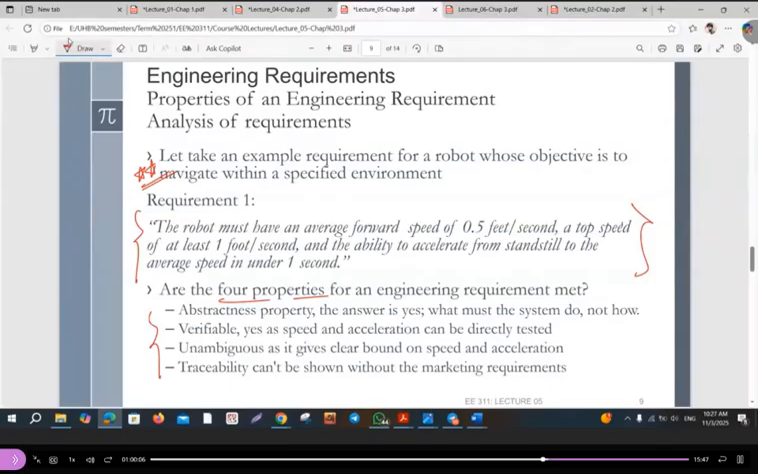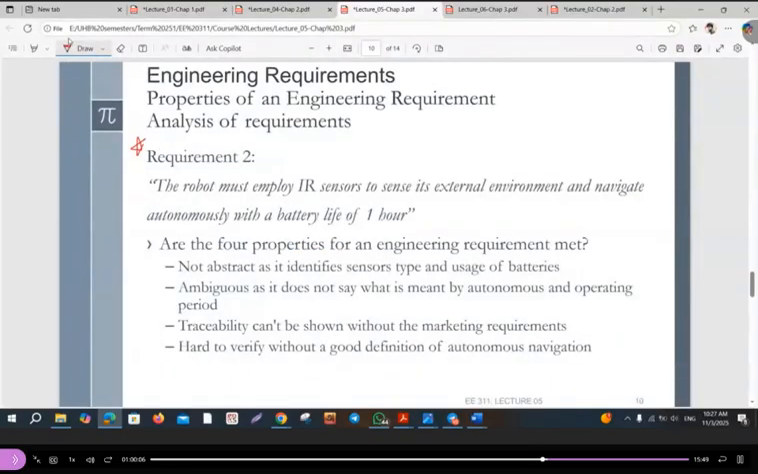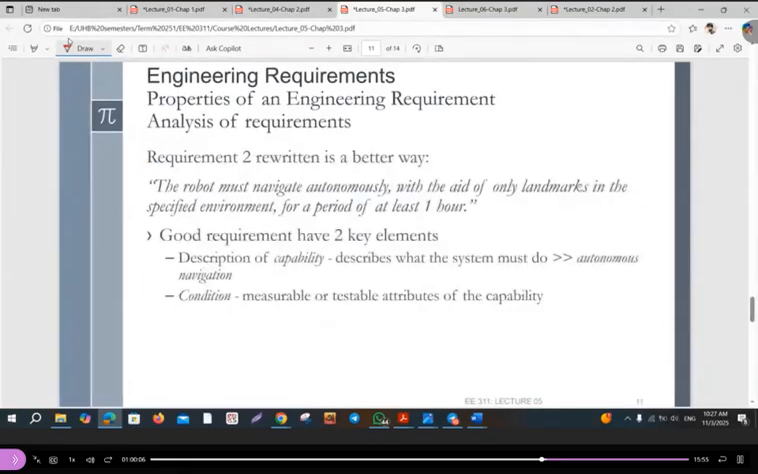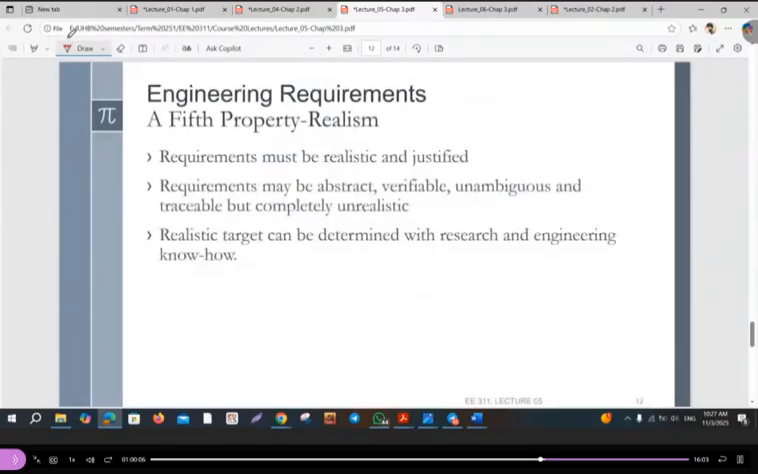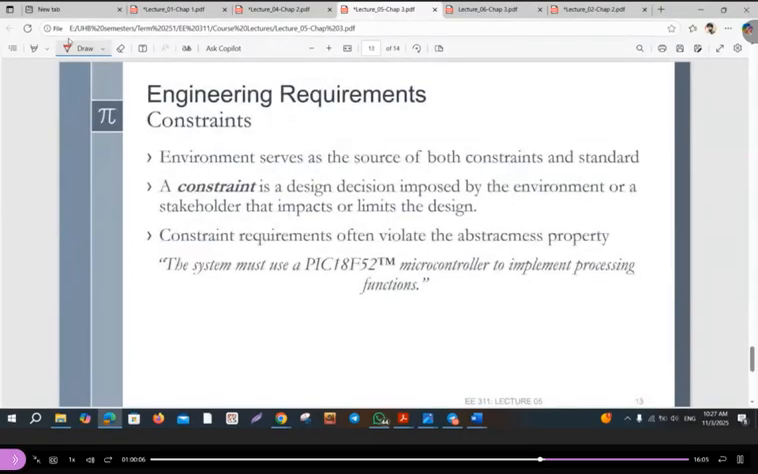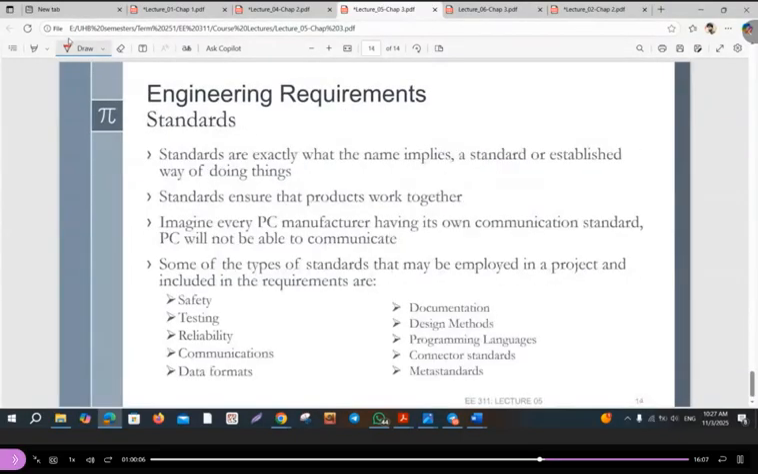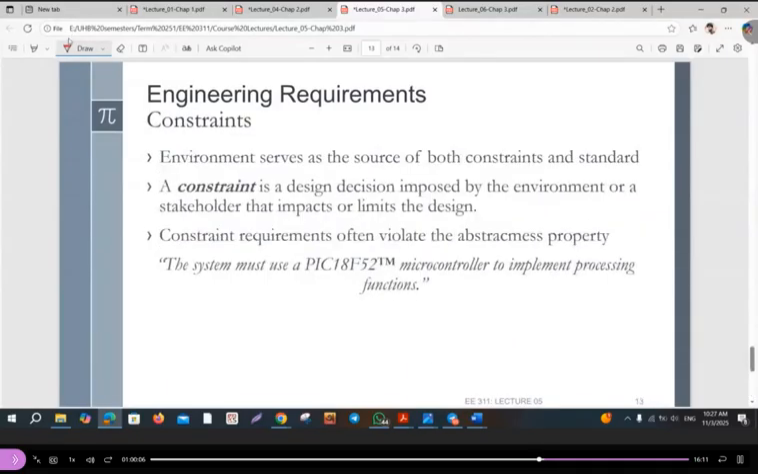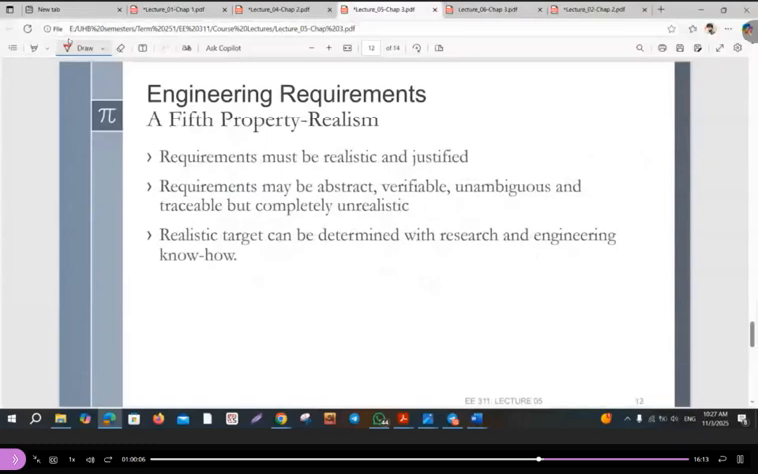And then it talks about, yeah, this is the end of the chapter actually. There are 4 over here, and the 5th one is realism. However, the 4 points are enough over here. So number 6 is engineering requirement. Here in this chapter we talk about electrical and computer systems.